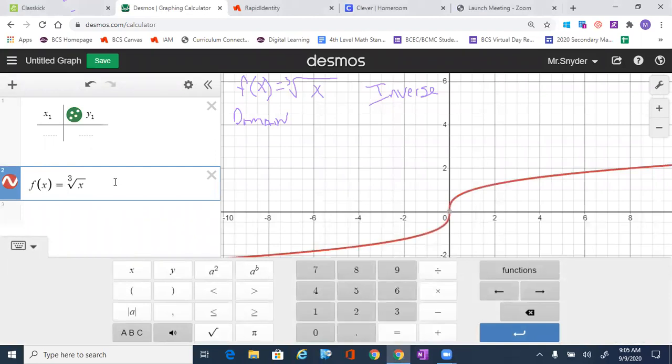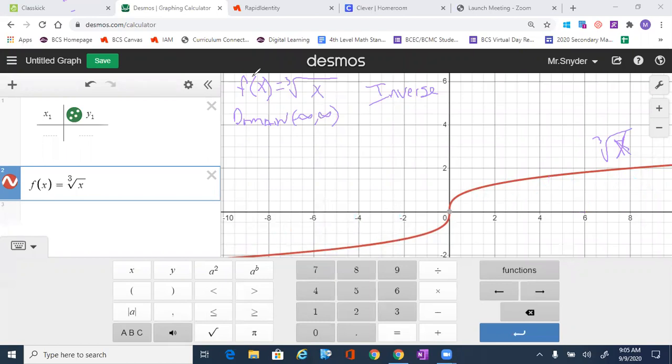Okay. And just looking at this graph in red, the cube root of x, we can tell that the domain is negative infinity to positive infinity. And it is a function because for every single x, there is only one y value. You'll see as I put those vertical lines, it only touches one time. So that tells us it is considered a function.